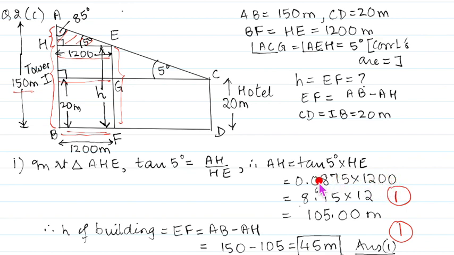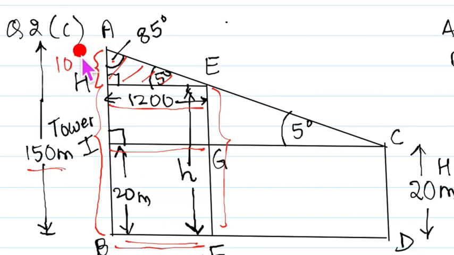I'm using these two zeros to shift the decimal. It becomes 8.75 into 12. 12 5s are 60, carry 6, 12 7s are 84, plus 6 is 90, carry 9... 12 8s are 96 and 9 is 105. So from here to here is 105.